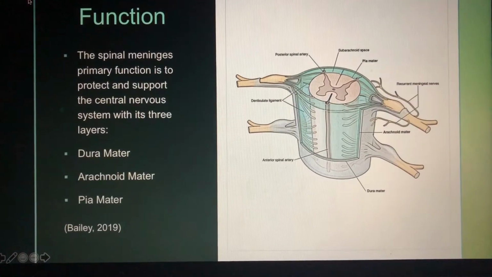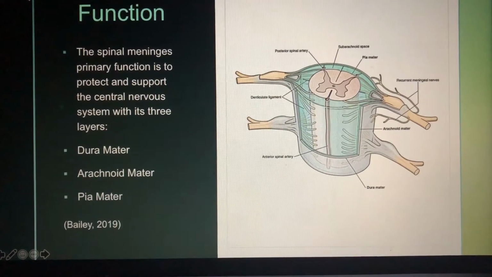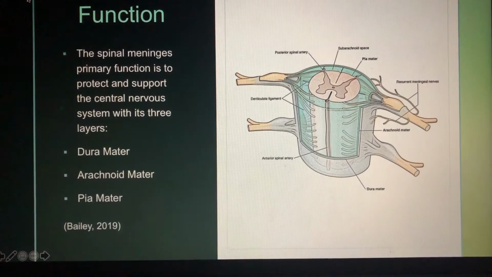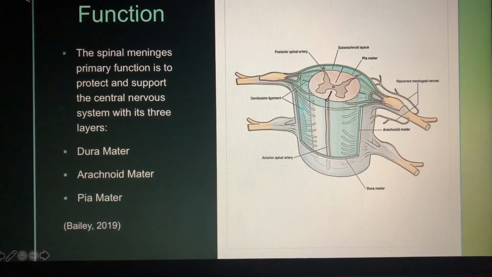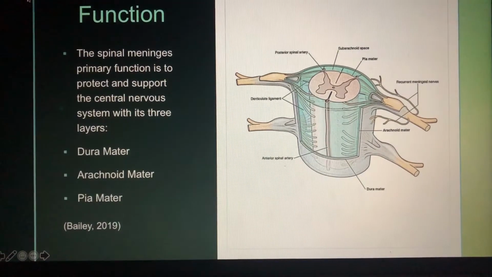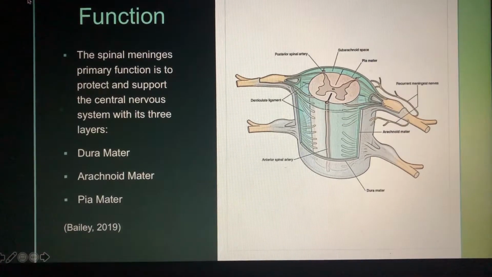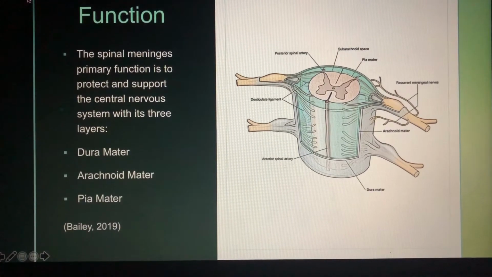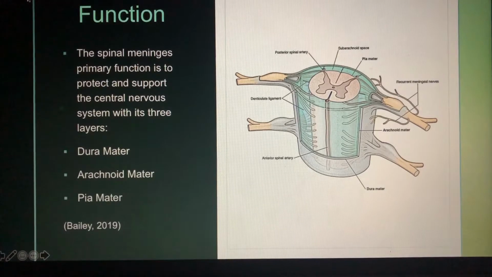All right, so we went over the structure of the meninges. Now we'll talk a little about the function. The spinal meninges' primary function is to protect and support the central nervous system with its 3 layers that we already talked about: dura mater, arachnoid mater, and pia mater. Next, we will go over the 3 layers and their specific functions that help protect the central nervous system.